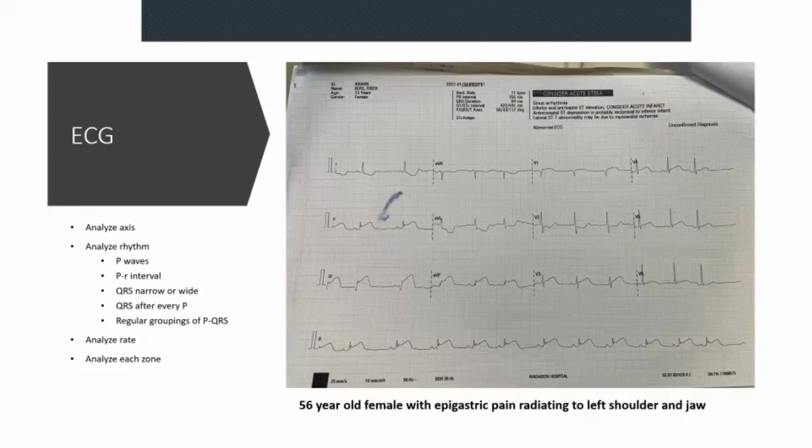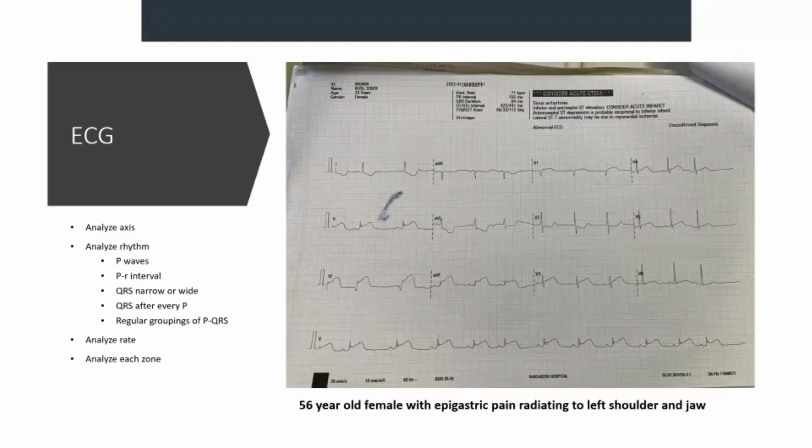So what we have is a 56-year-old female who came in with epigastric pain that was radiating to the left shoulder and jaw. Even though it's epigastric pain, where generally the doctors will send patients for abdominal X-rays, you won't even think about that. Why they did the ECG was because the pain is going to the shoulder and the jaw. But the good point is that anybody who has epigastric pain deserves an ECG.